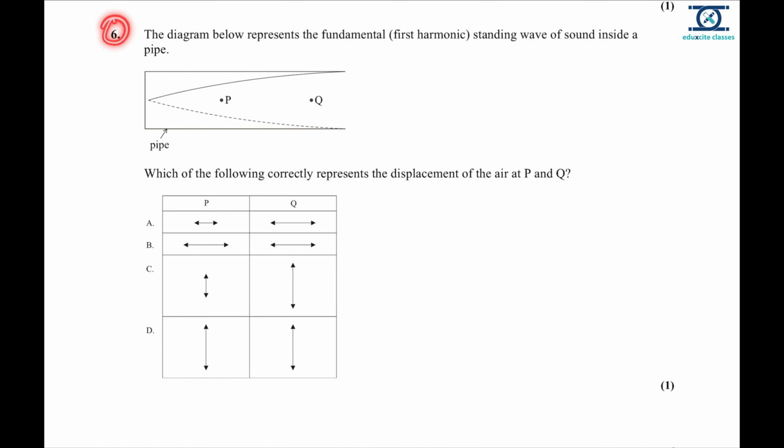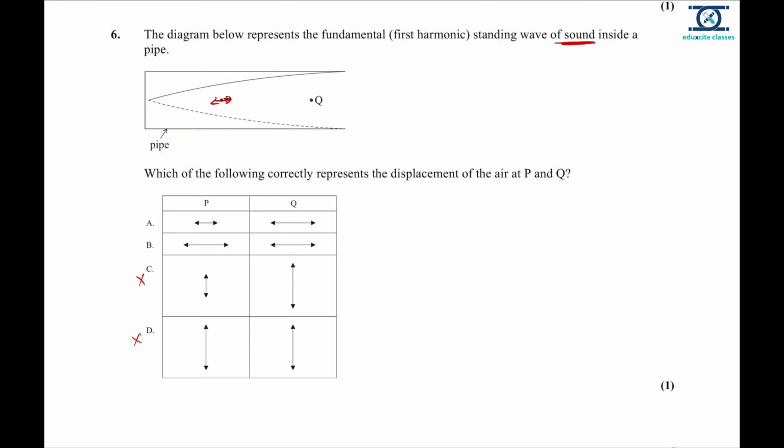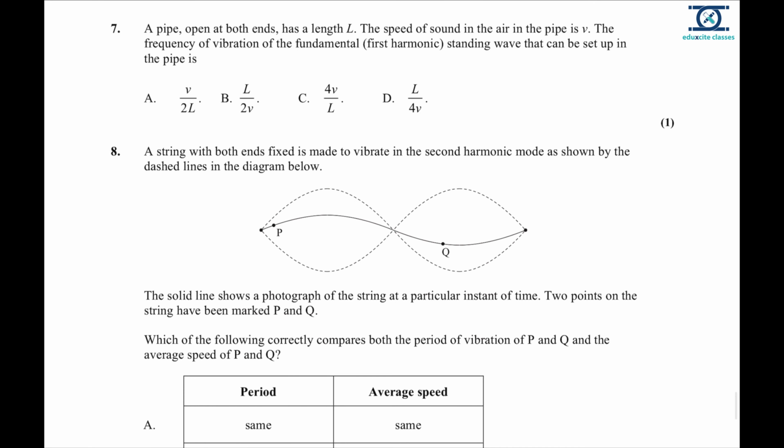Now question number 6. The diagram below represents the fundamental first harmonic of a sound inside a given pipe. Which of the following correctly represents the displacement of points P and Q? Now you see this is a sound wave, and a sound wave is a type of longitudinal wave. So the displacement of the particles will be along the direction of wave travel, that is parallel. So C and D are incorrect. P has a smaller amplitude, so the displacement will be less, whereas Q has a larger amplitude. So option A is the right answer, because it's a sound wave.